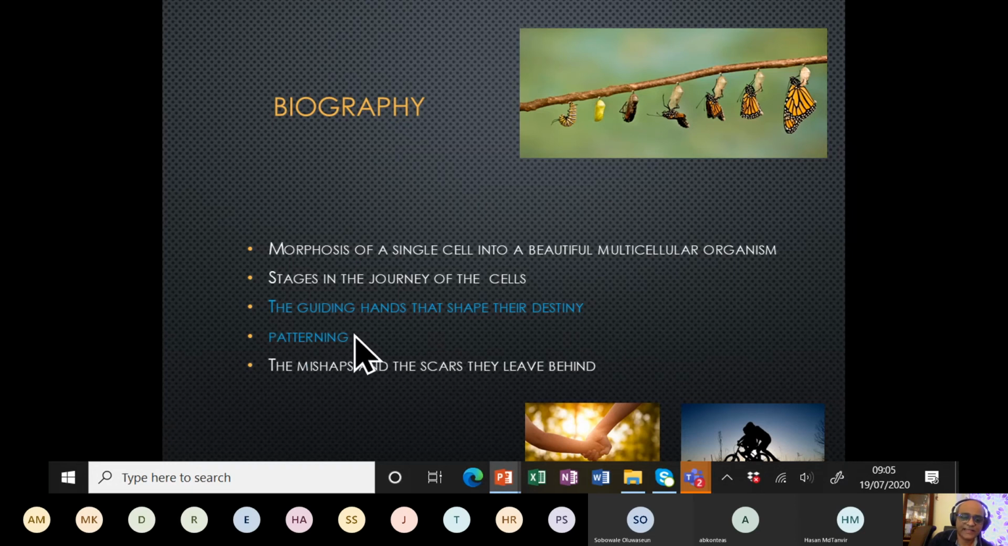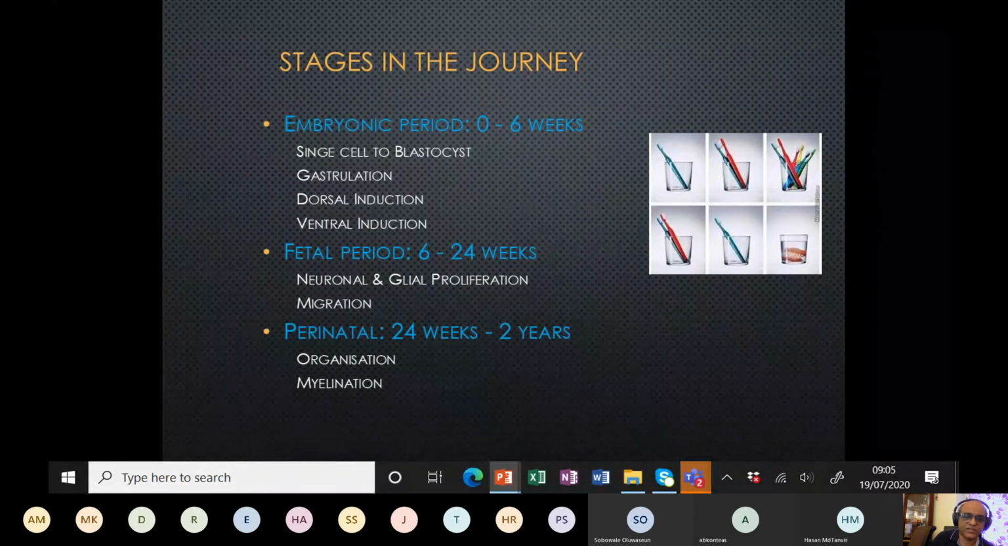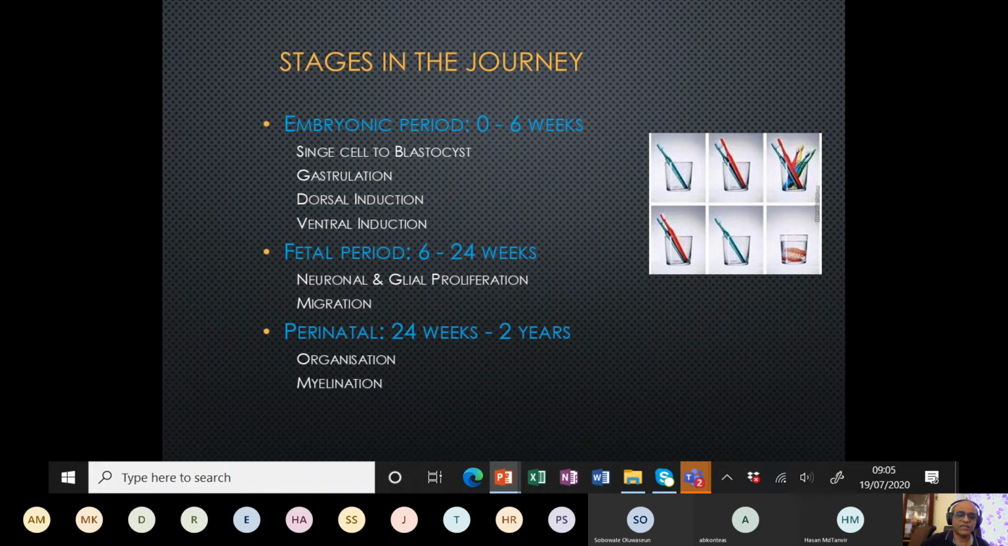These guiding hands and the patterning that happens in the background, and that occurs at all the stages. And just to emphasize on that. Okay, so what are the various stages that we're going to look at? The stages that we're going to look at are the early embryonic stage, between the first 6 weeks, the subsequent fetal stage, which carries on up to 24 weeks, and then the perinatal period, which probably is not the domain of this discussion. So I'll probably concentrate more on the embryonic and the period of journeys.